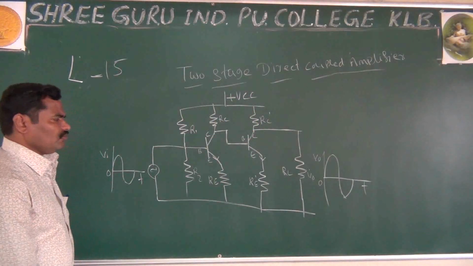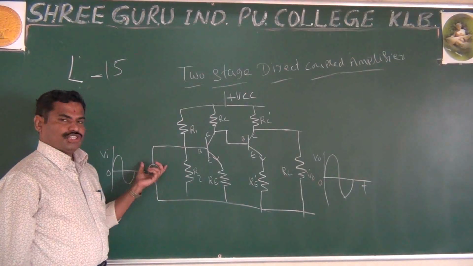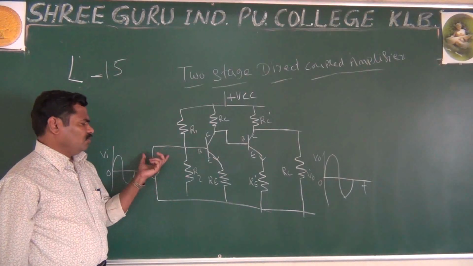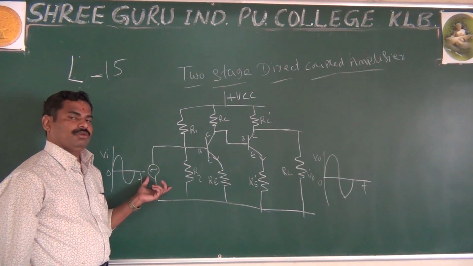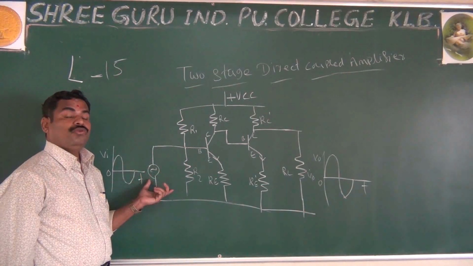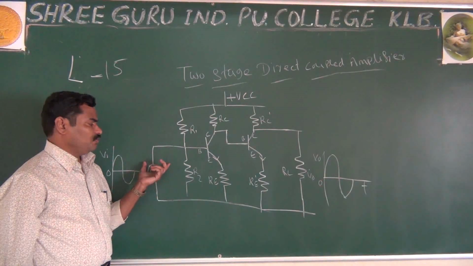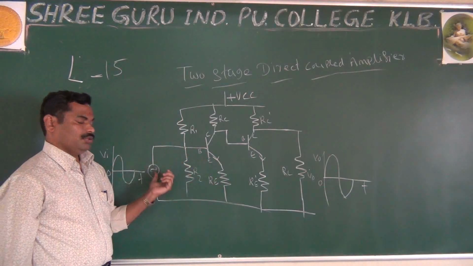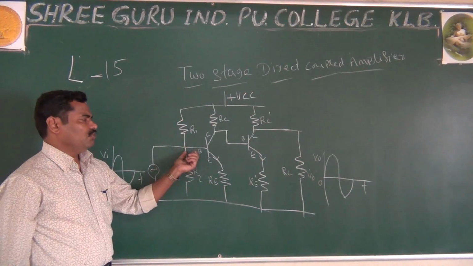And how does it work? It is very simple. You are applying the input to the first stage. And if you apply the input to the first stage, what happens? As I said, you are applying a very low frequency input. This input is given to the emitter base section of the first stage, and it will be amplified.